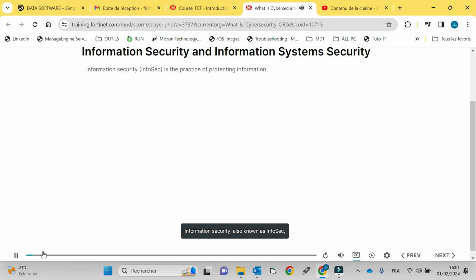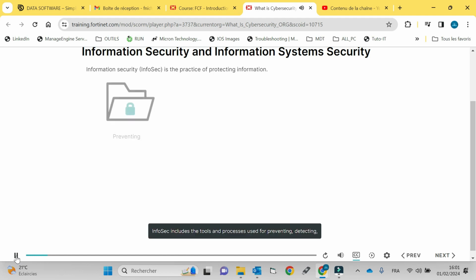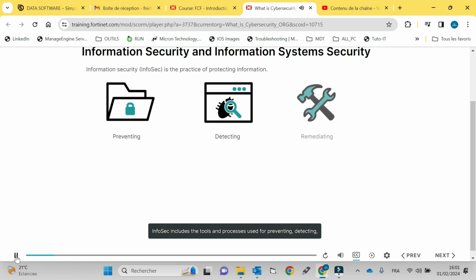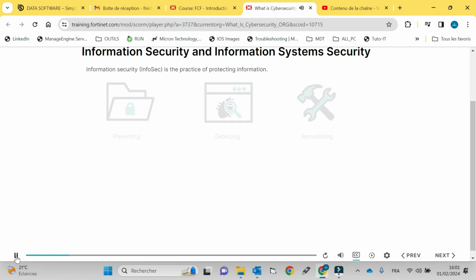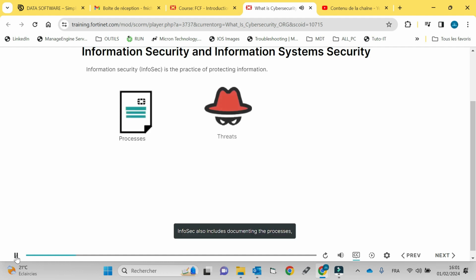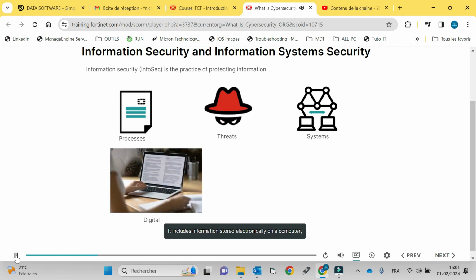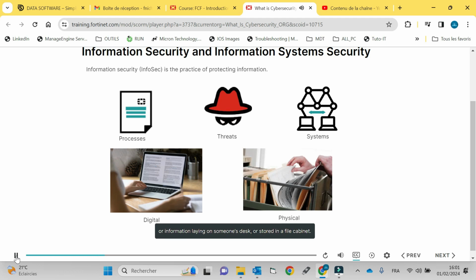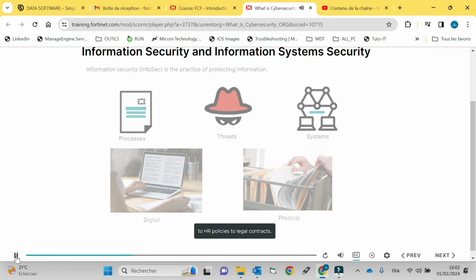Information security, also known as InfoSec, is the practice of protecting information. InfoSec includes the tools and processes used for preventing, detecting, and remediating attacks and threats to sensitive information, both digital and physical. InfoSec also includes documenting the processes, threats, and systems that affect the security of information. The nature of the information is inclusive and broad. It includes information stored electronically on a computer, or information lying on someone's desk or stored in a file cabinet. Information that might require protection could also include everything from mission-critical data to HR policies to legal contracts.